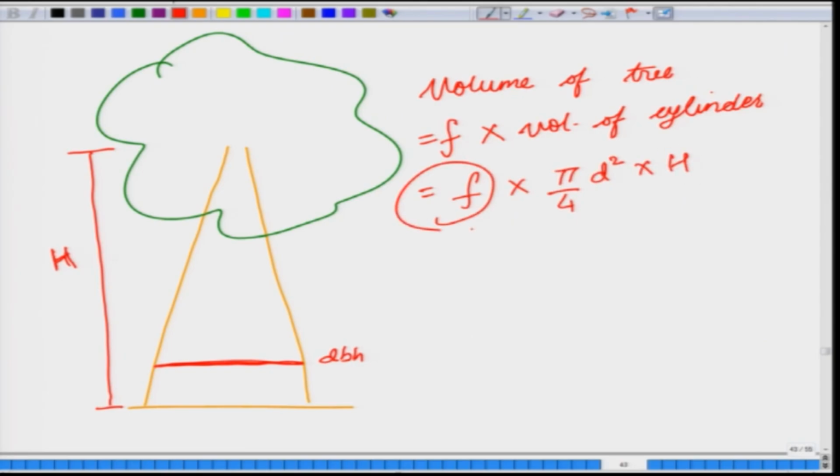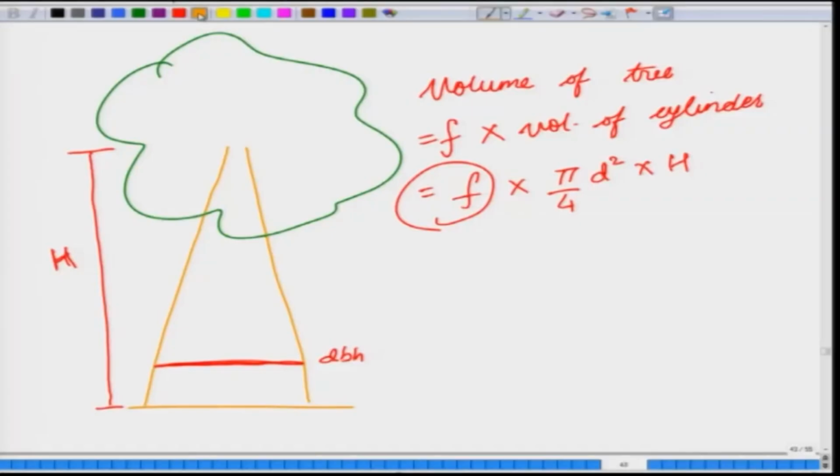Now, F would depend on, as we saw in the previous lecture, the species, the site, and whether your tree is lying in the center or towards the periphery. It would also depend on the genetic characteristics of the trees in your area. But given an area, you can always chop down a few trees, get their volume, divide it by the volume of the cylinder, and you will get a common value of small f or the form factor for your particular area. But then to find out the volume of any particular tree, you have to multiply that with pi by 4 d square into h.